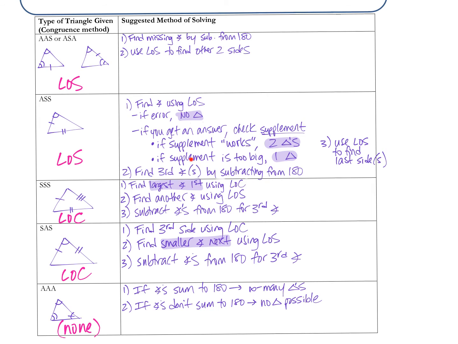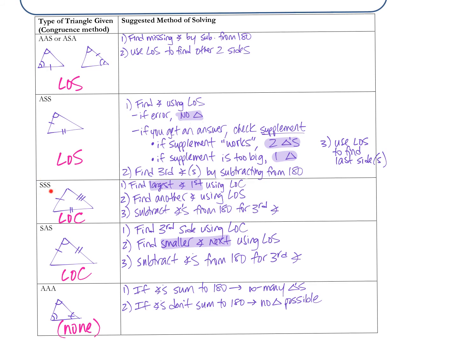Sometimes when you check the supplement, it's too big to actually make another triangle. It makes it something bigger than 180 degrees. That means that you don't use the supplement at all. That means there's only one triangle. And so after you find whether there's a triangle or more than one, next find the next angle by subtracting from 180, because you have the one you were given and the one that you found in your calculator. So you can find the last one by subtracting from 180. And then you just use law of sines to find whatever your missing side is.